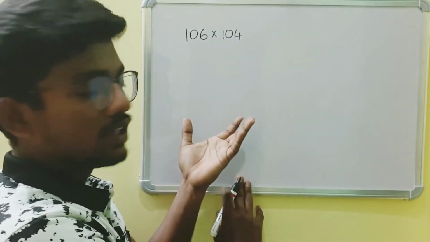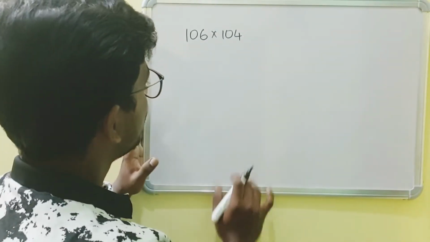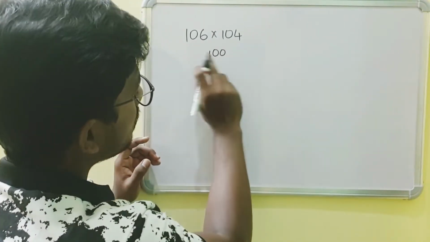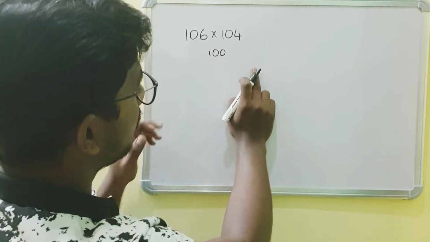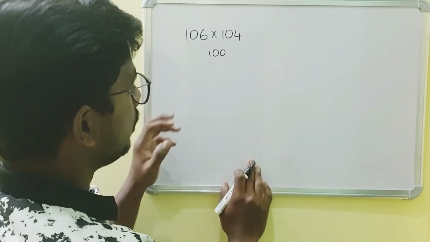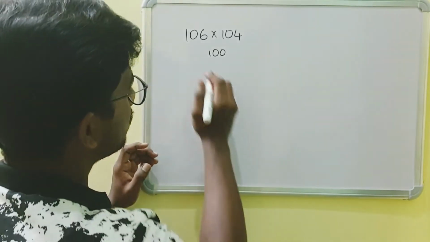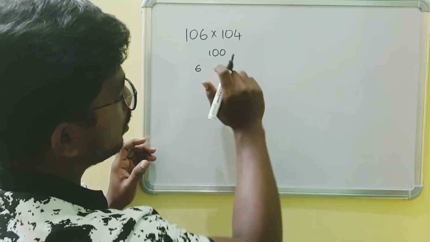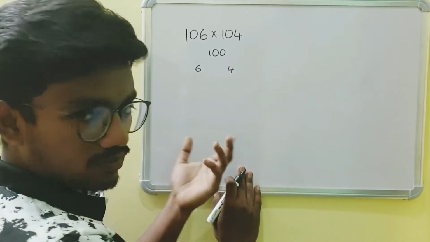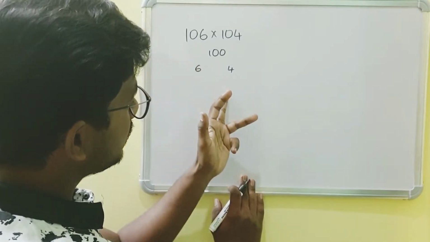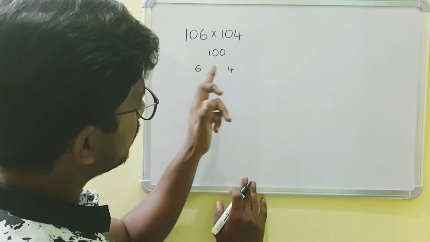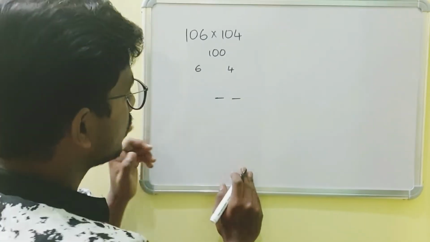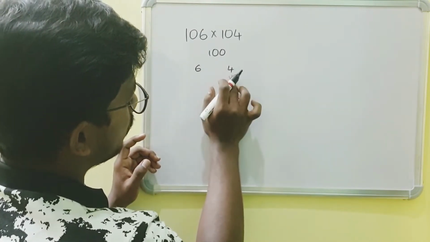104. If we follow the regular convention method, it takes a lot of time. So I am taking the shortcut. As these two numbers are nearer to 100, I take 100 as my common value and subtract 100 from 106, which gives 6, and 100 from 104, which gives 4. After obtaining the differences, we multiply both differences to obtain the last two digits of our required value. Here I got 6 and 4 as my differences.